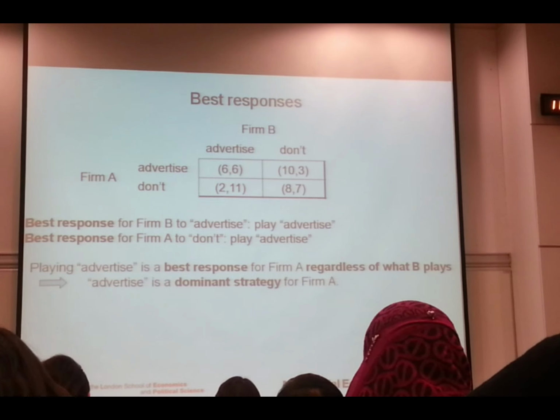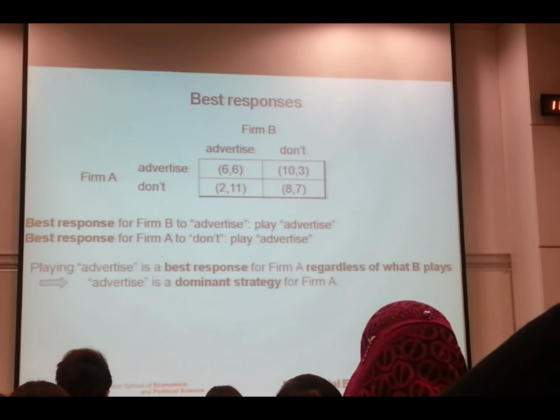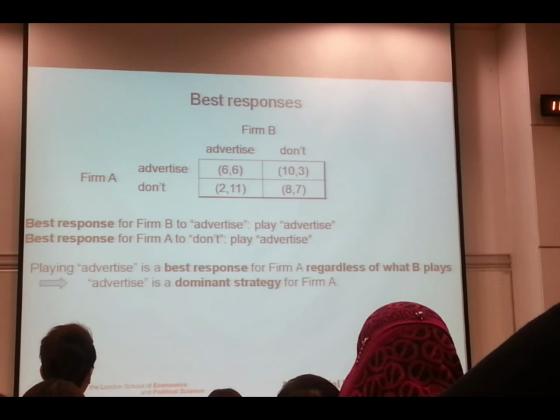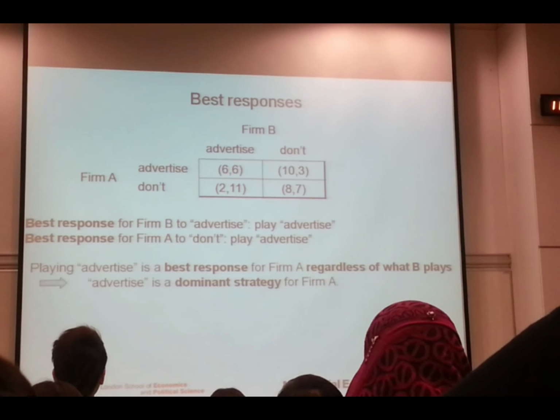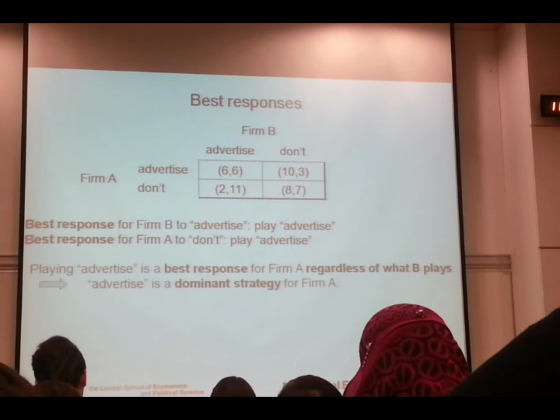Now, of course, we can do the same thing for firm B. If firm A advertises, then firm B is better off advertising as well, because they get 6 rather than 3. And if firm A doesn't advertise, then firm B is also better off advertising, because they get 11 instead of 7.